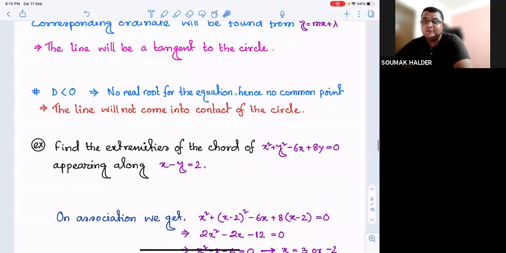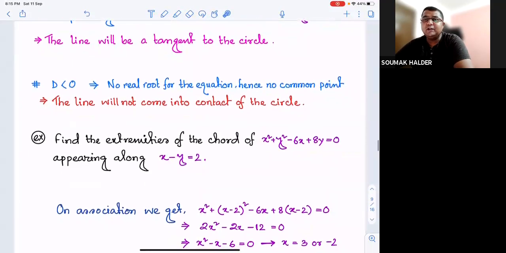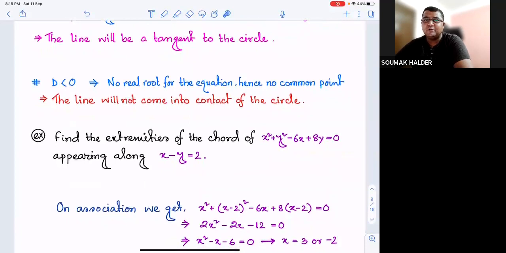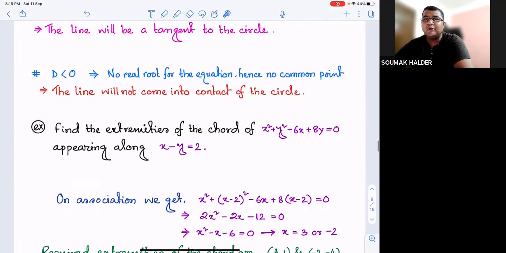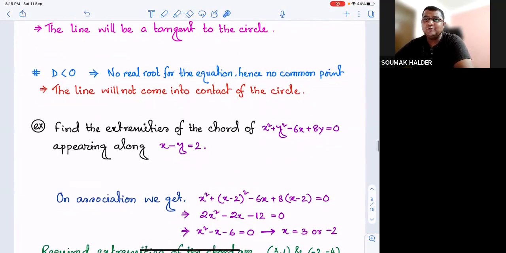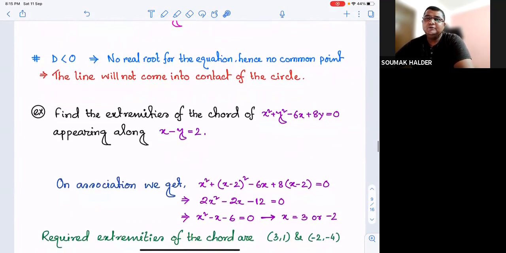That has led us to this quadratic, x square minus x minus 6 equals to 0, with solutions x is equals to 3 or minus 2. If values of x are appearing as 3 or minus 2, corresponding ordinates can be found from x minus y is equals to 2. So the required extremities will be 3, 1, as the ordinate is always supposed to be 2 units less than the abscissa. So when abscissa is 3, ordinate has to be 2. When abscissa is minus 2, ordinate has to be minus 4.